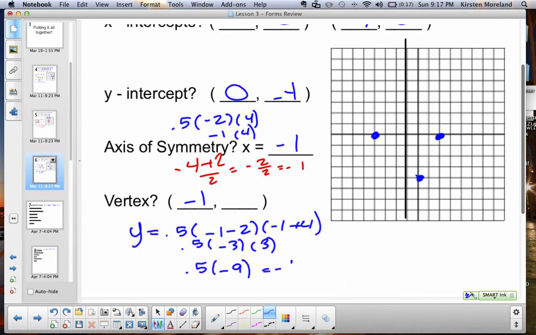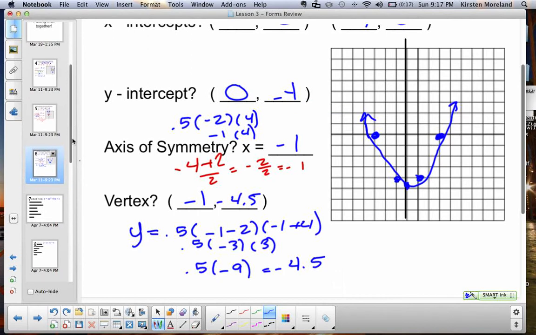Well, half of negative 9 is negative 4.5. So my vertex is at negative 1, negative 4.5. Oops. Right about there. And remember, there's always that matching point over here. So my parabola looks like that. All right, and again, the graph is going to be your friend.